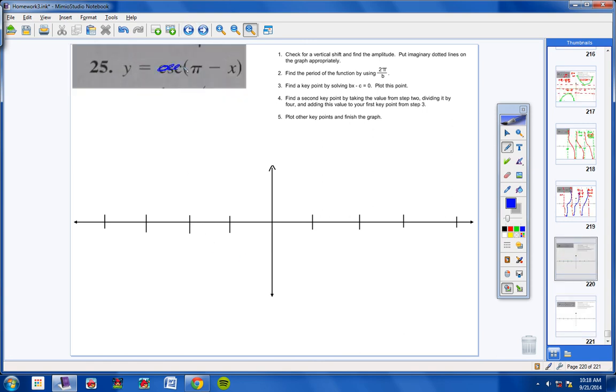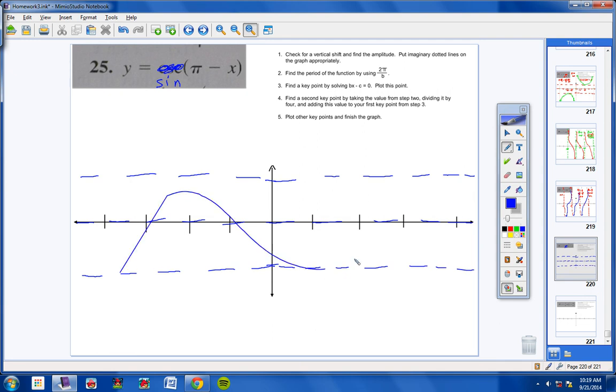All right, for number 25, we have cosecant, so we're going to change that to a sine, okay? And here we go. Number 1, I see nothing being added or subtracted to the entire function, so there is no vertical shift. There's a multiple or a factor of 1 in front of sine, so I know I'm going to go up 1 and down 1. So here's my middle dotted line right here, lying on top of the x-axis. Then I go up to 1 on the y-axis, and then down to negative 1 on the y-axis. So I've got a nice boundary here for my graph.